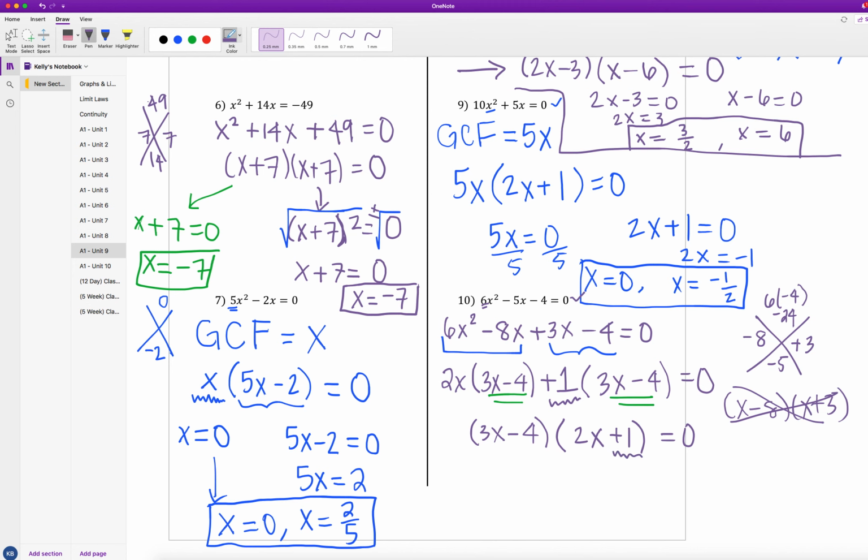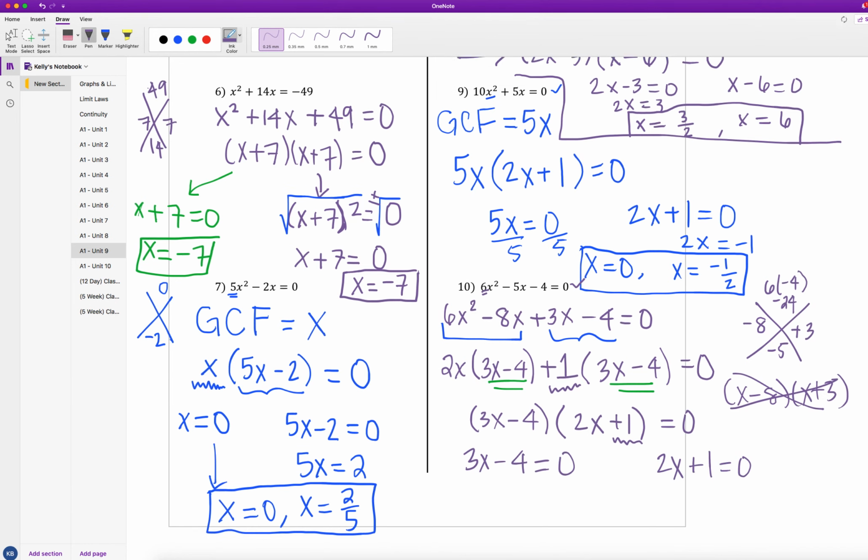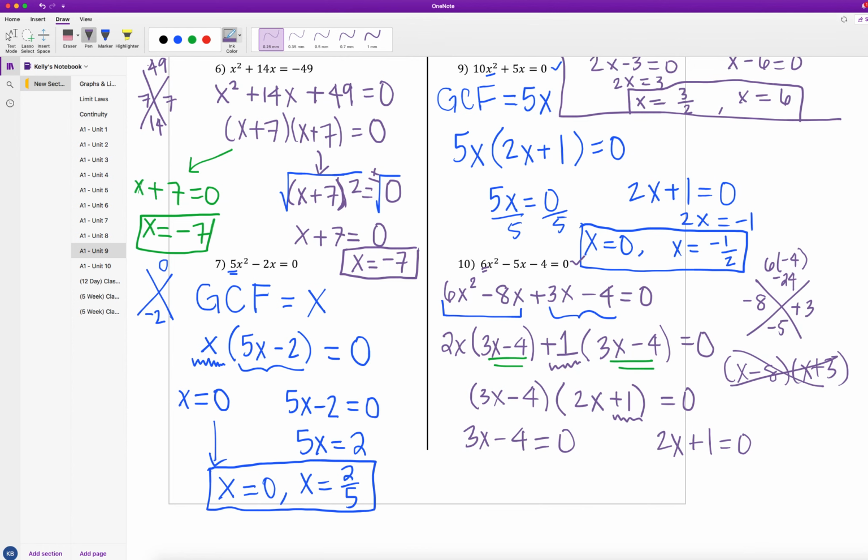Now that we're in factored form, we can go ahead and use the zero product property, which tells me that I can set each factor equal to 0. So we get 3x minus 4 equals 0, and 2x plus 1 equals 0. Solving the first equation, we can add 4, then divide through by 3. So we get x equals 4/3 as one of our answers. And in the second equation, we can subtract 1, divide by 2, and we get x equals negative 1/2 as our second answer.